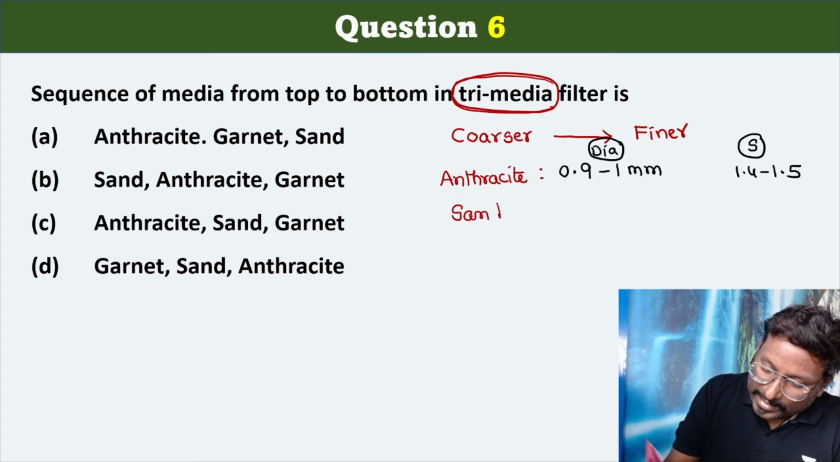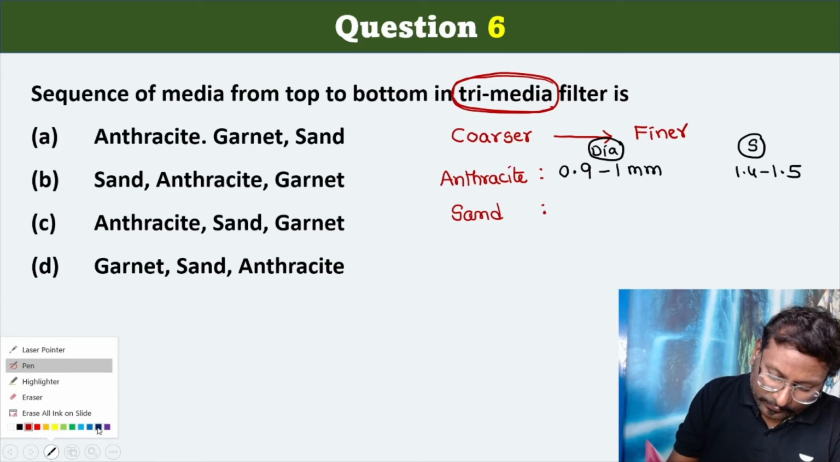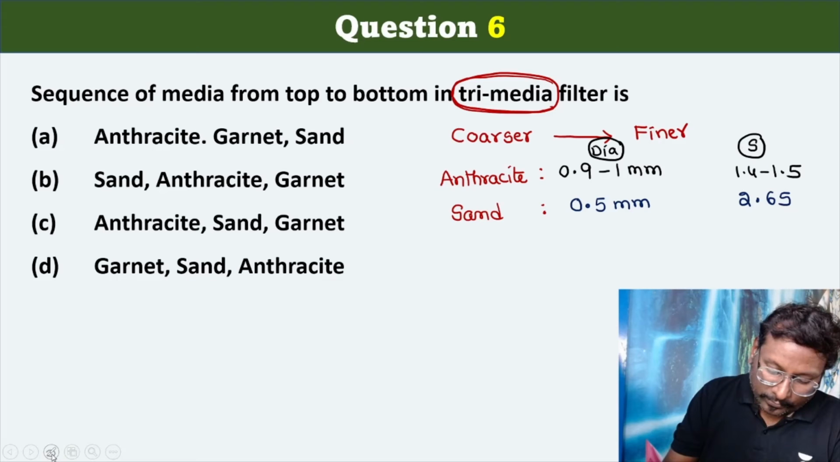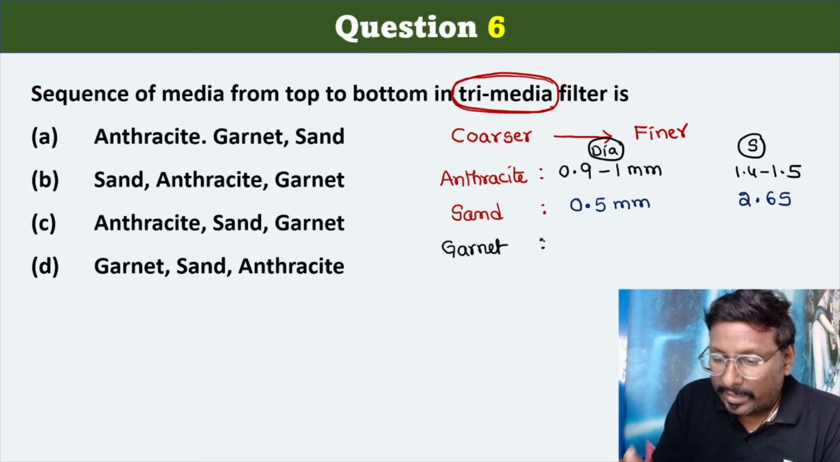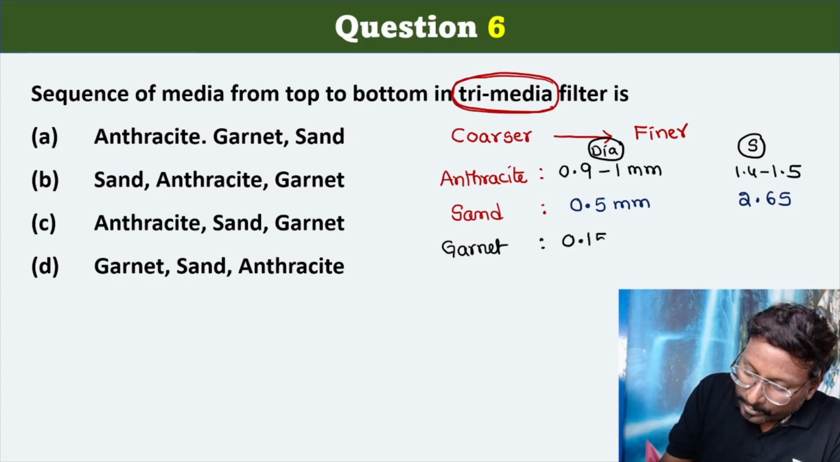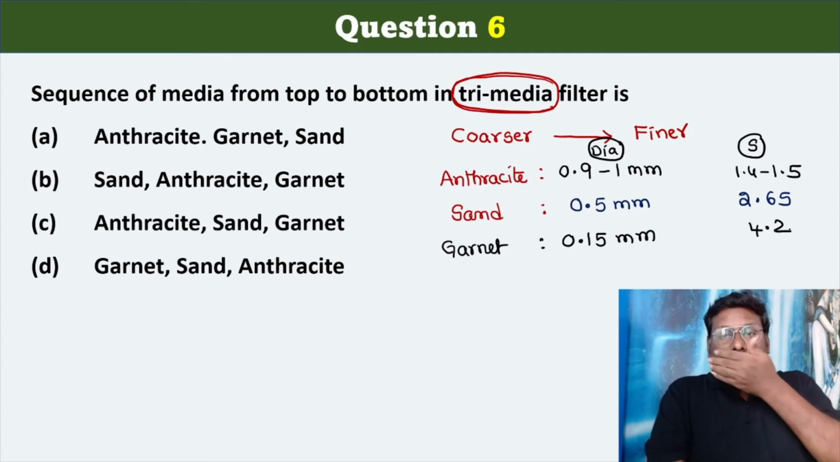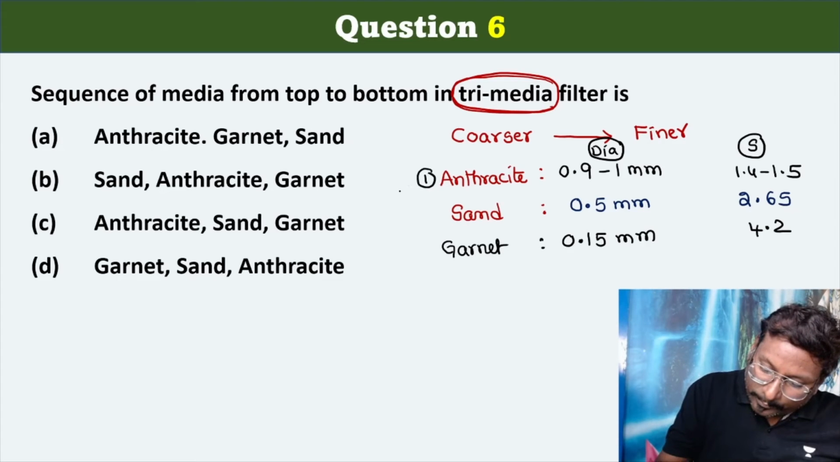Then followed by silica sand, having diameter 0.5 mm, and we know silica sand specific gravity 2.65. Finally, the finer particle will come, garnet. Garnet is the lowest size particle, very finer particle, whose diameter 0.15 mm, specific gravity 4. So coarser to finer, what is the order? First anthracite, then sand, then garnet.